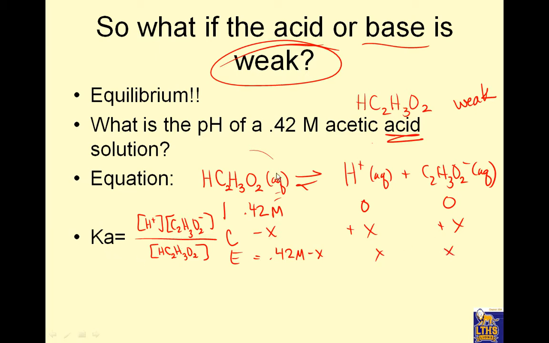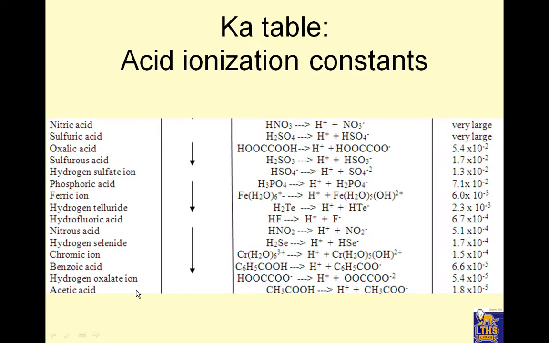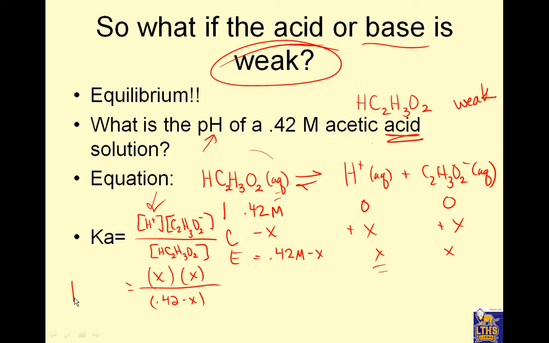Now you're saying to yourself, wait a second, I need this to find pH. So how do I solve for that? Well, that's going to be X. So then we would plug it in, and we'd have X times X over 0.42 minus X. But we have to set that equal to something. Is there something we could set it equal to? Yes. We have what are called Ka tables, and we are looking at acetic acid, and we find out that its Ka from this Ka table is 1.8 times 10 to the negative 5th. So we can say 1.8 times 10 to the negative 5th.